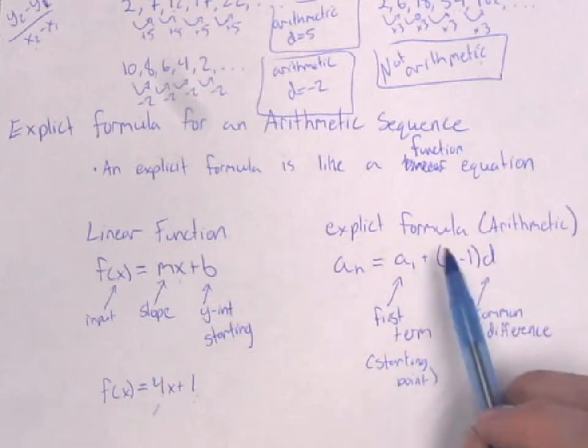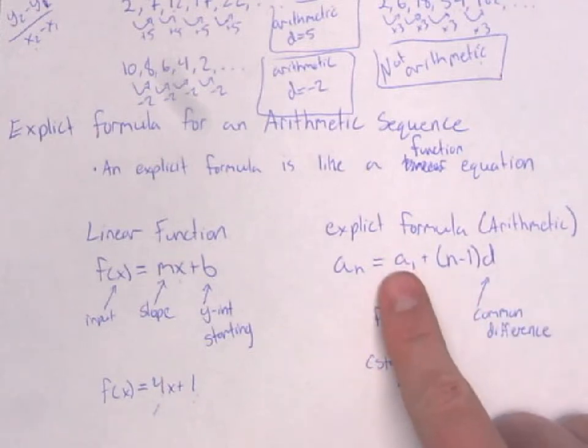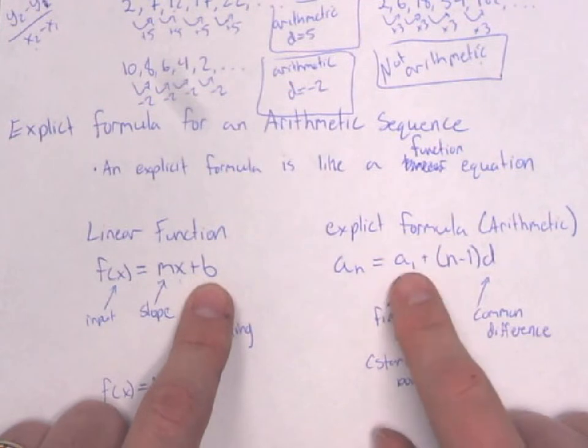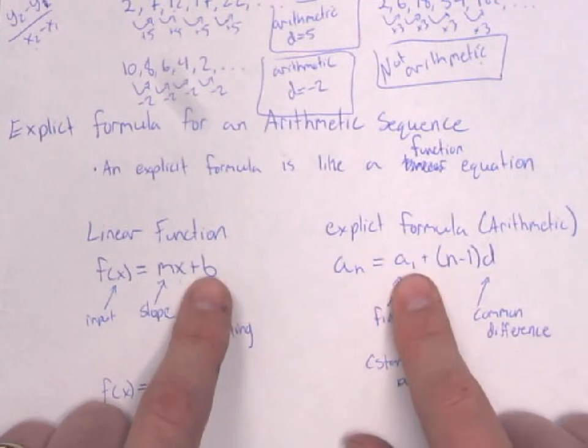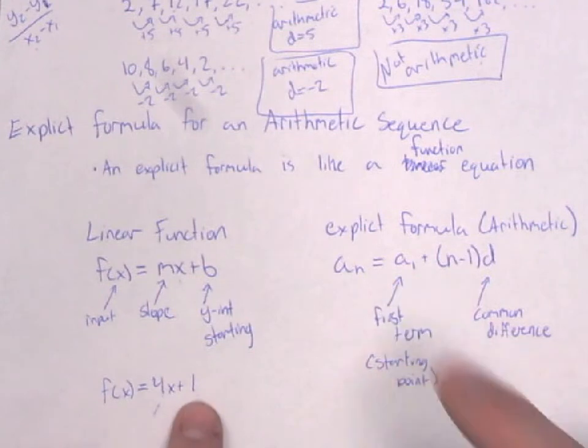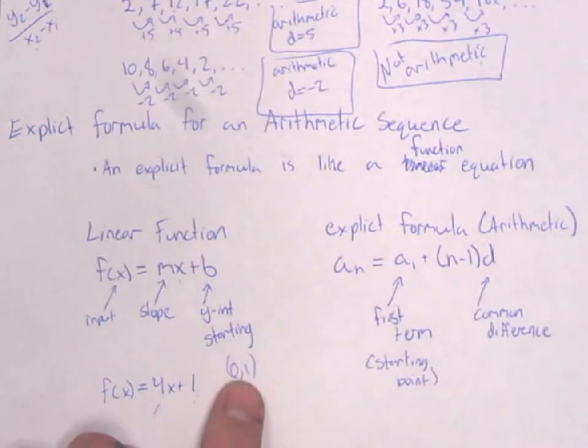Okay, so this is basically kind of like your y-intercept, right? Over here, you have a y-intercept. Over here, you have a first term. It's where you start. The only difference, though, is with linear functions, we start with 0. Your y-intercept is at (0, 1).